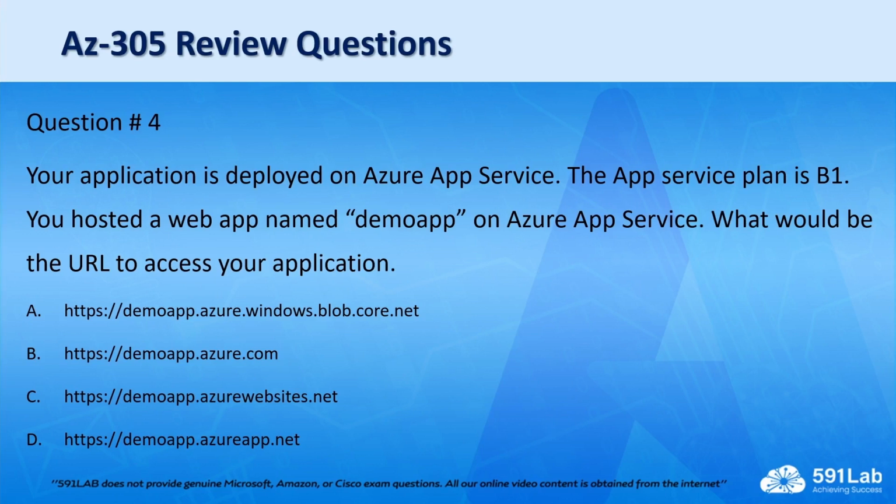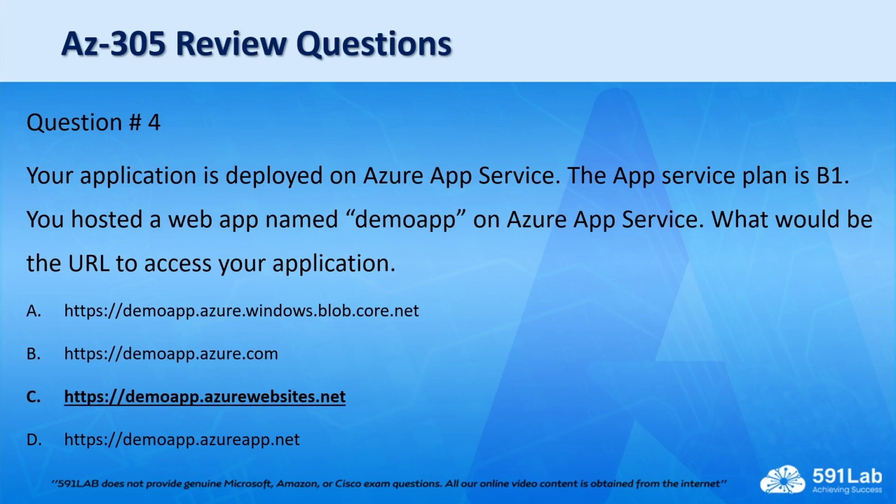So option A says demoapp.azurewindows.blob.core.net. Nope, that's certainly not an option. Demoapp.azure.com, nothing. Then we have demoapp.azurewebsites.net. Yes, that should be our answer. Let's have a look. Yes, that's our answer.